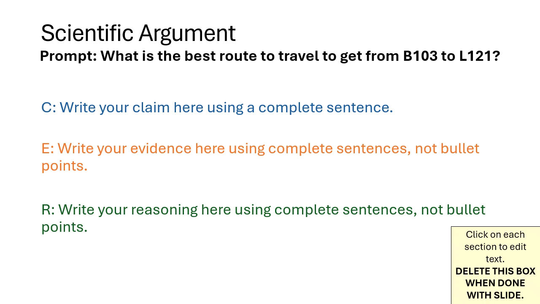On this slide, you're going to give your scientific argument. So the prompt again is, what is the best route to travel to get between B103 to L121? You're going to write your claim here using a complete sentence. You're going to write your evidence using complete sentences and not bullet points. And you're going to write your reasoning there in the green using complete sentences, not bullet points.